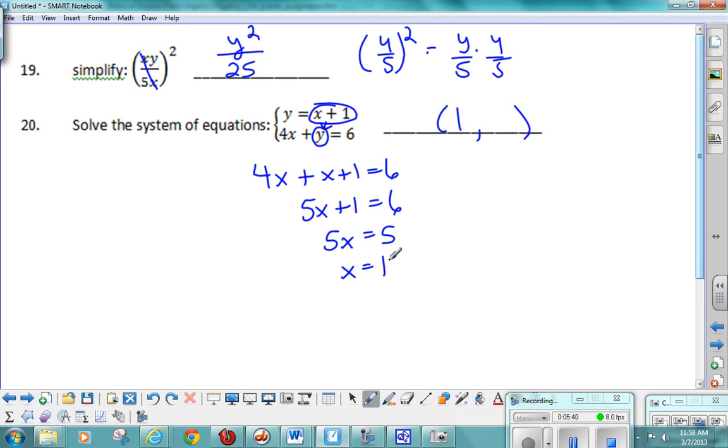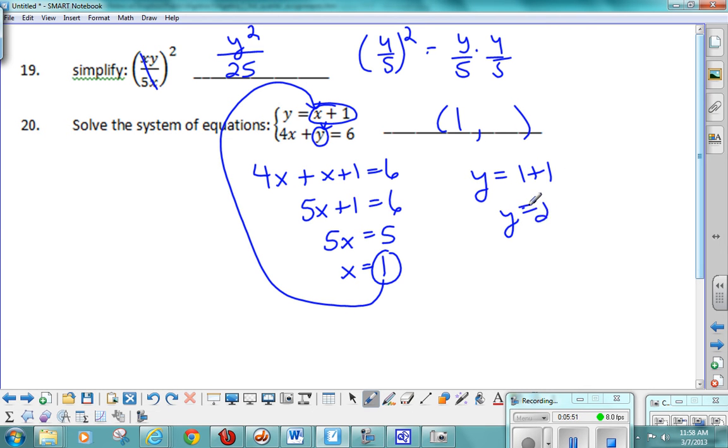I've got to figure out what the y is. So I'm going to take that 1, go back into one of the two original equations. I'm going to pick the first one and say y is equal to 1 plus 1. So now I know y is equal to 2. So I think my solution is 1, 2.